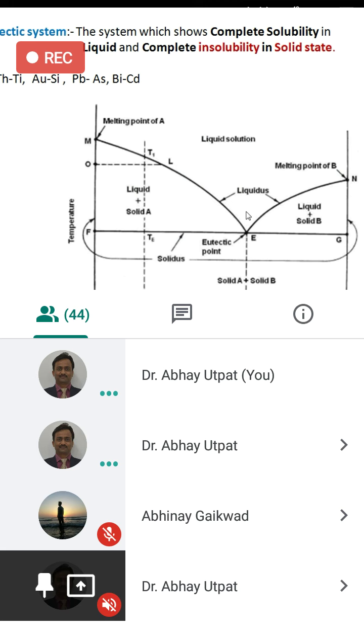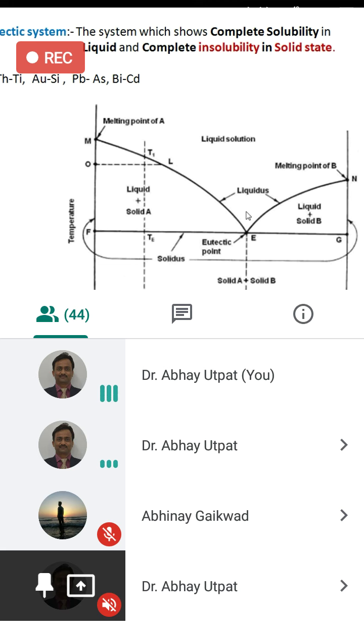Means there will be 3 types of alloys. I am not saying 3 alloys. I am saying 3 types of alloy. First type, eutectic alloy. What is the composition? 40% A, 60% B. This is the composition.